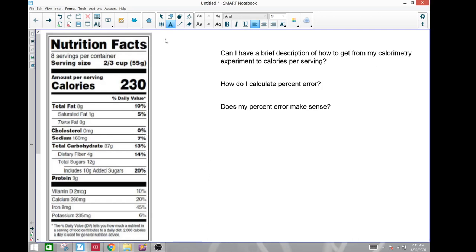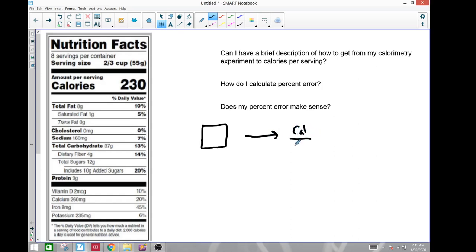I'm not going to do any math on here. I'm just going to explain things, and I think at that point you should be able to do this. All right. So first of all, I'm trying to get from what I have to calories per serving.